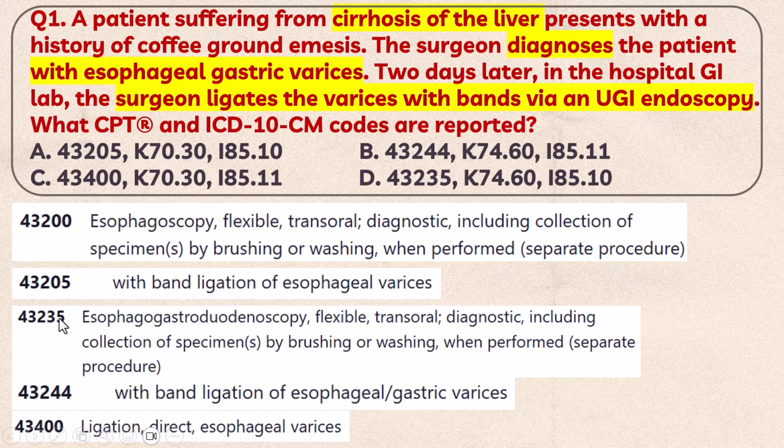And the previous code of that is esophagogastroduodenoscopy. So that is for the upper GI endoscopy. Flexible transoral. So it includes both the esophageal and gastric varices. So the correct CPT code will be 43244. So when you look at the answers, only one has that code, answer B.